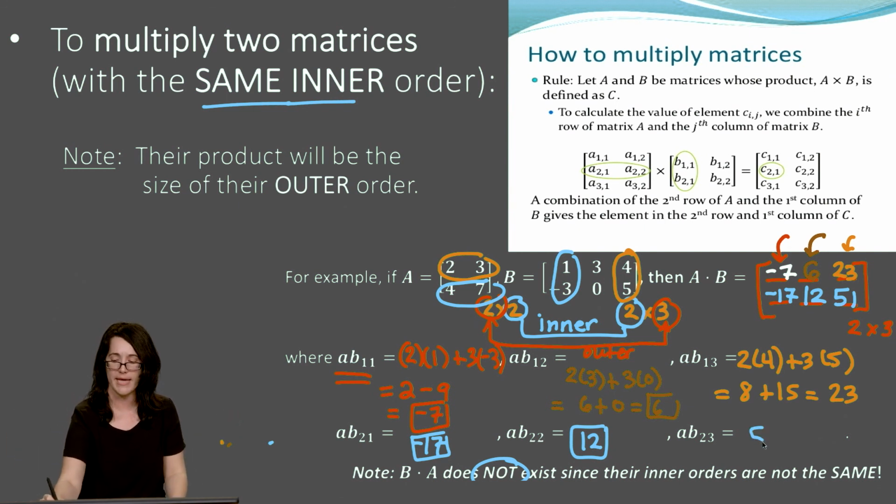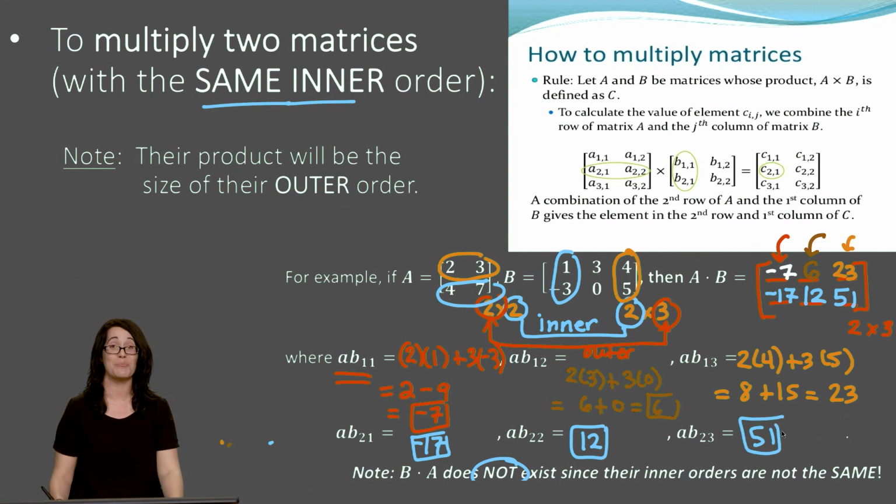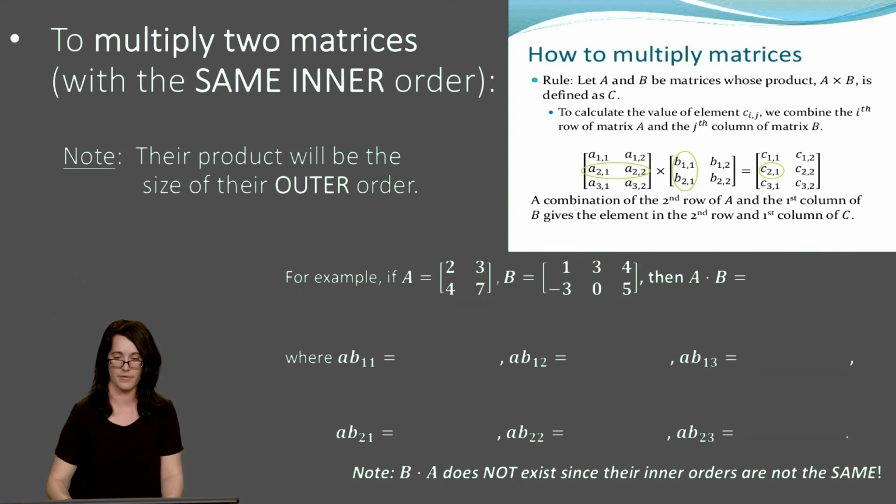So notice once again that it was not possible to do B times A in this case because they did not have the same inner orders. Okay, sometimes it will be possible, but not always, to do both. Well, let's have you try the next one. Feel free to pause and see how you did and then come back and check your results with me. Last example, here we go.